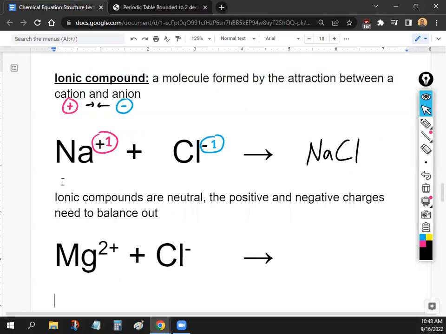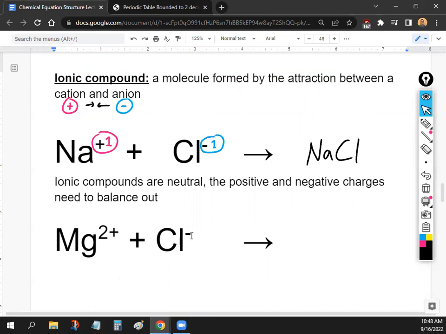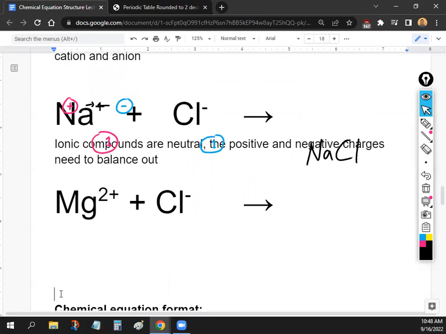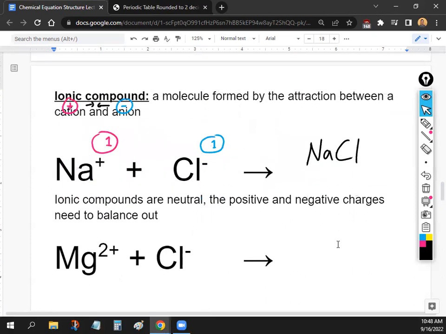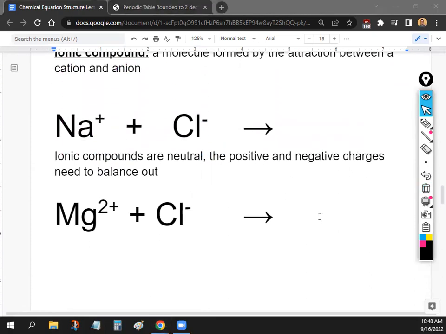So I got another example down here, and for this example, let's take a look at the charges. What do you notice about the charges that are different from the previous one? Yeah, one of them is +2, right? Mg is +2, but what's the charge on Cl? Yeah, -1. Now, one thing that you need to know about ionic compounds is that they need to be neutral, which means the positives and the negatives, they need to balance out.